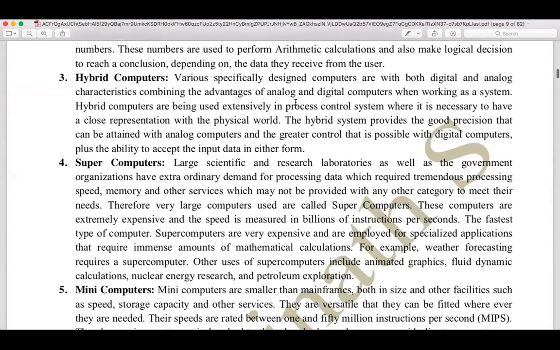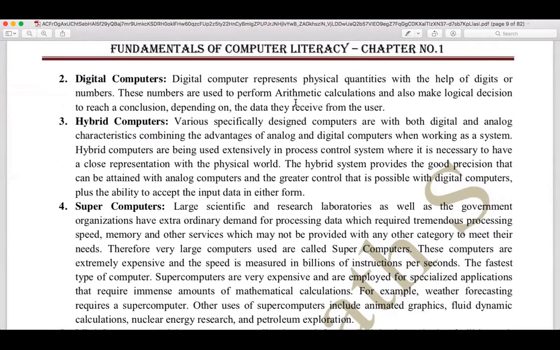Then we have supercomputers. What is a supercomputer? We use it for nuclear energy research, weather forecasting, and petroleum exploration. Whenever there is a particular research activity, we use high-quality, high-technology systems, called supercomputers, because these are used just for scientific and research laboratories.